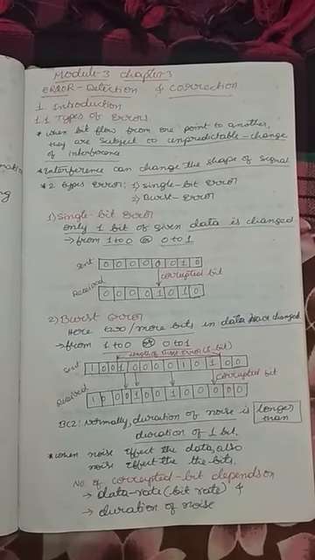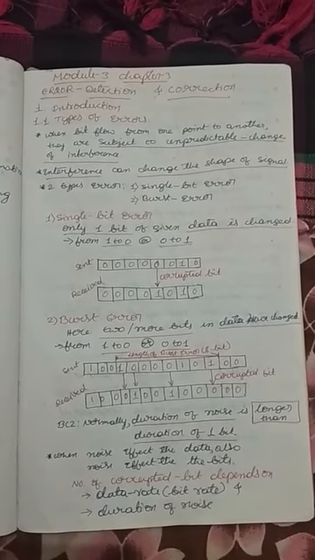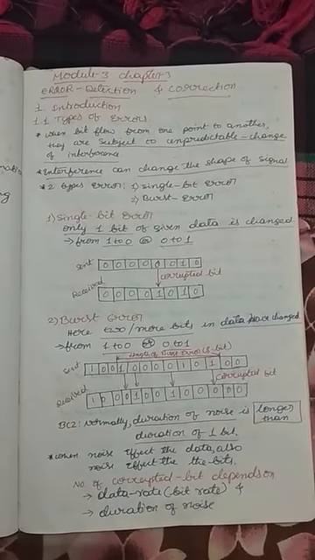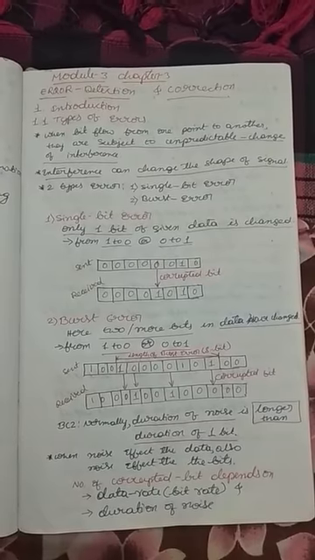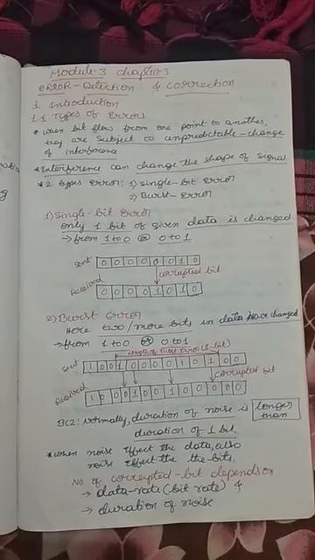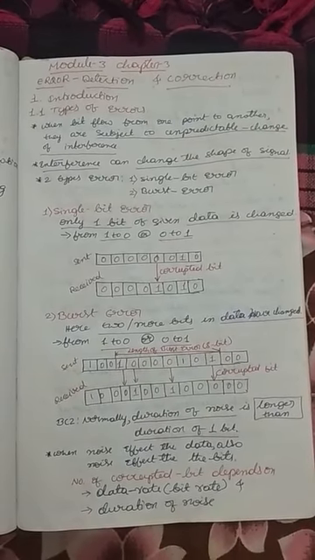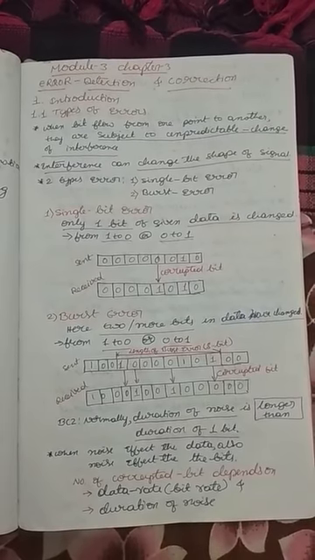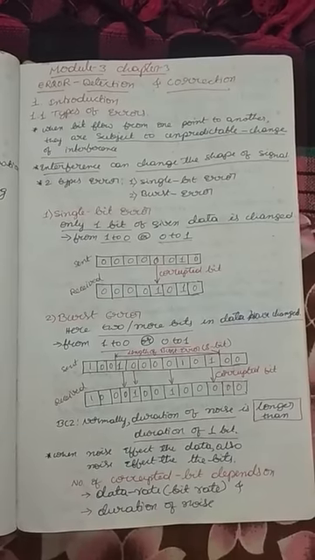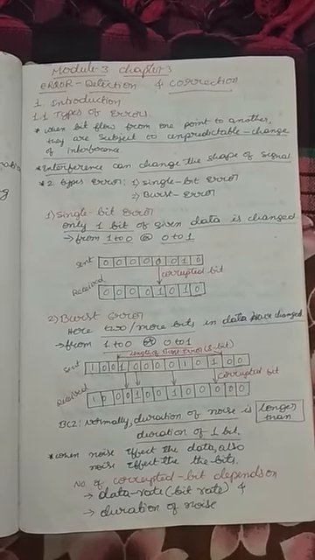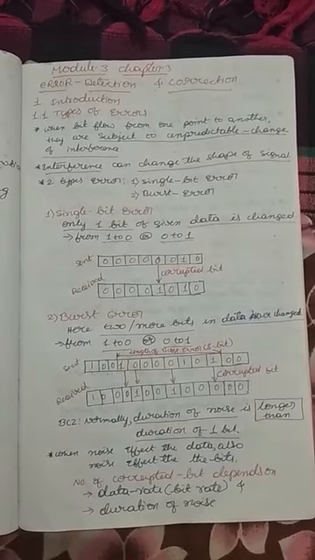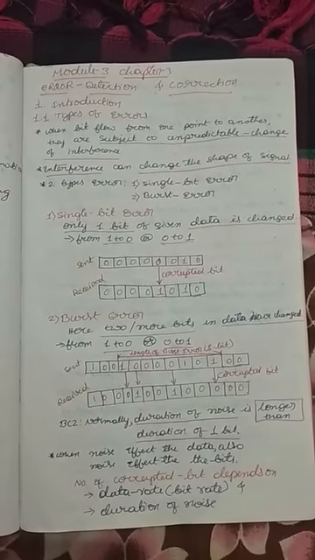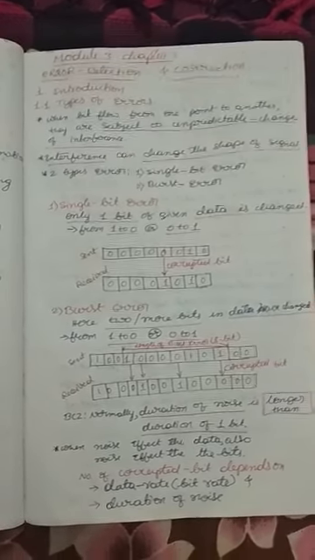Means an unpredictable change in a bit results in a change in the shape of the signal. There are two types of error. One is single bit error. The next one is burst error. What is meant by single bit error? Only one bit of the given data is changed from 1 to 0 or 0 to 1.